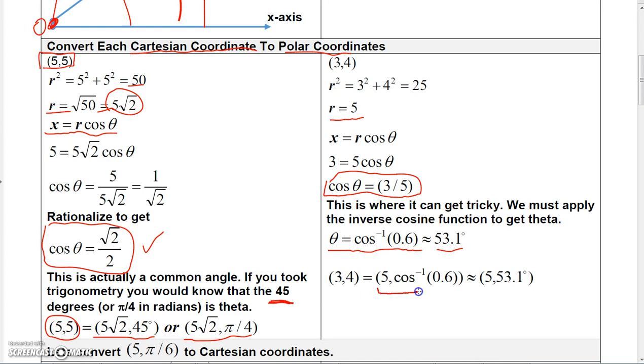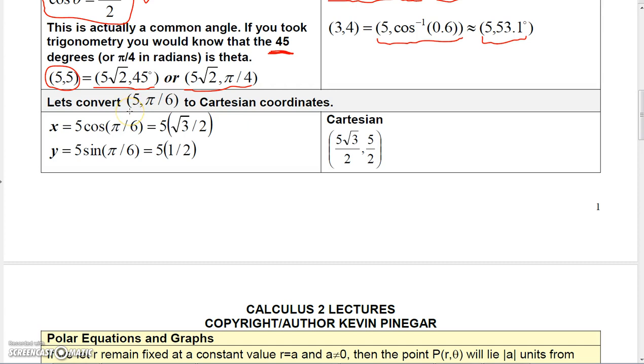So the exact point would be 5 for r and arc cosine of 0.6 or 3/5, or 5 for r and 53.1 degrees. Now if you want to convert polar coordinates to Cartesian coordinates, it's actually pretty easy. All you have to do is, x is r cosine theta and y is r sine theta. So all you have to do is put the r and the theta in these little formulas.